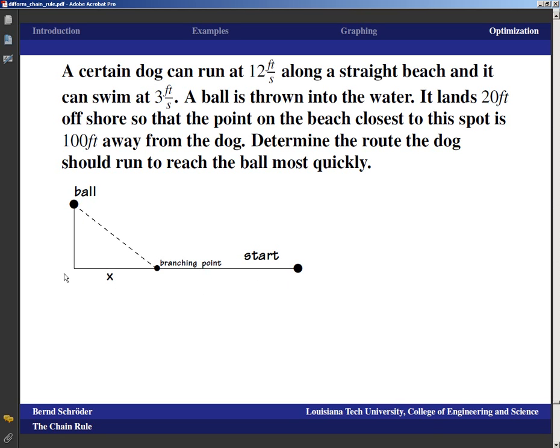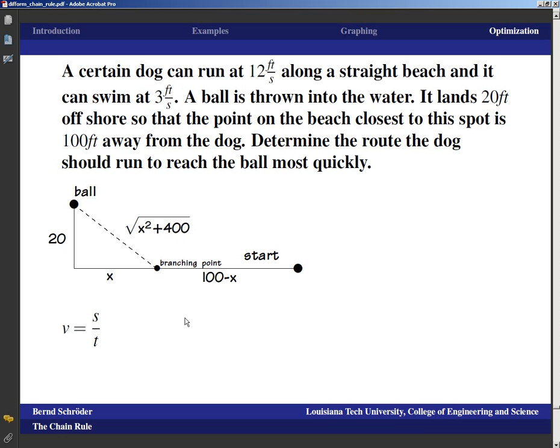And in order to work that out, we're going to say that the branching point is x units or x feet before this point where the vertical line meets the beach. That means that the dog runs for 100 minus x feet, and then because this distance here is 20 feet, it will swim square root of x squared plus 400 feet.